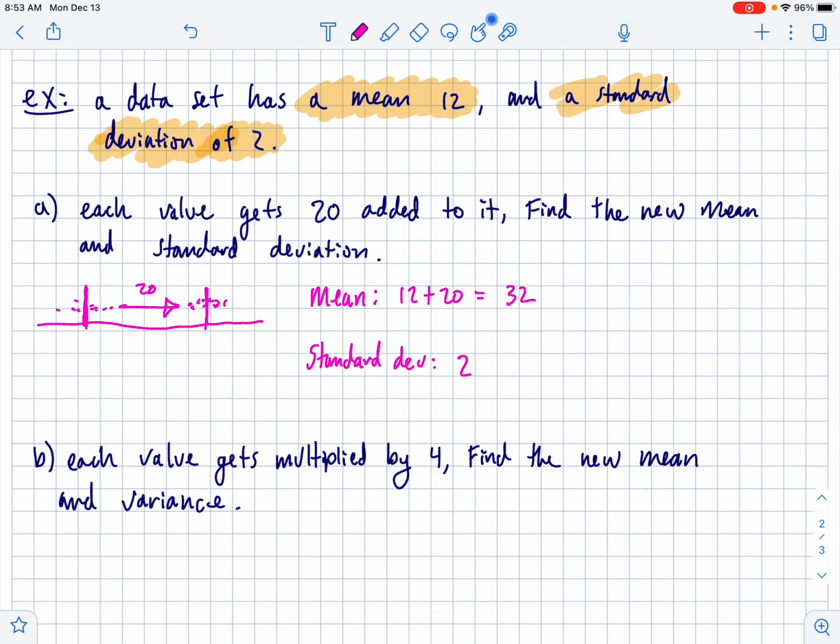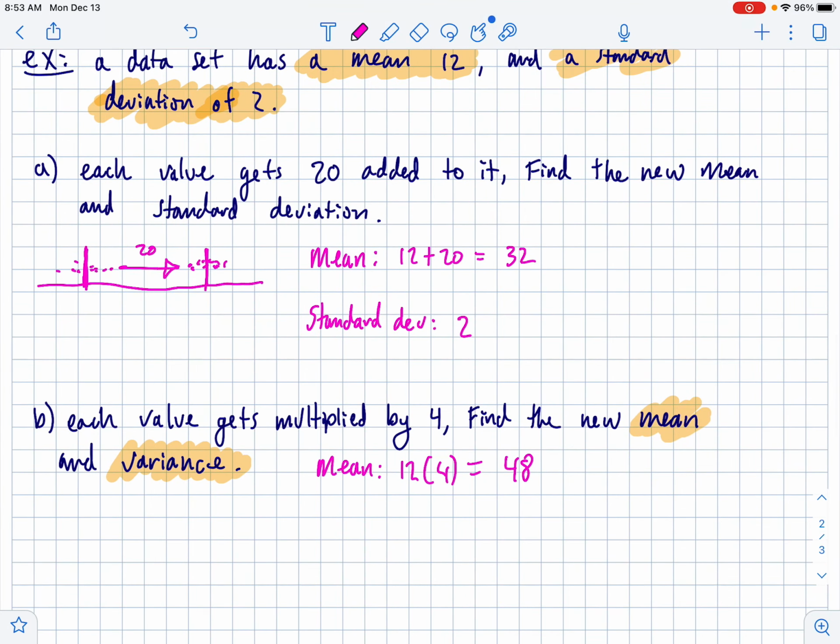Now, the second question says each value gets multiplied by 4. Find the new mean and variance. So notice they're asking for the mean and variance, not standard deviation. So variance is standard deviation squared. If we multiply everything by 4, that's going to certainly multiply the mean by 4. If you picture having a data set and each one gets multiplied by 4, then algebraically you can pull that 4 out of all of them, and it's just a multiplier. You can factor it out. So the new mean is going to be 12 times 4, which is 48.